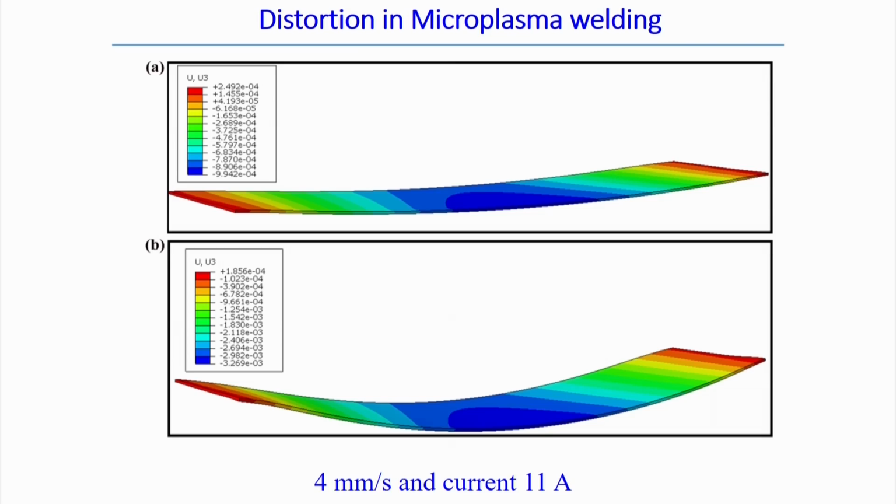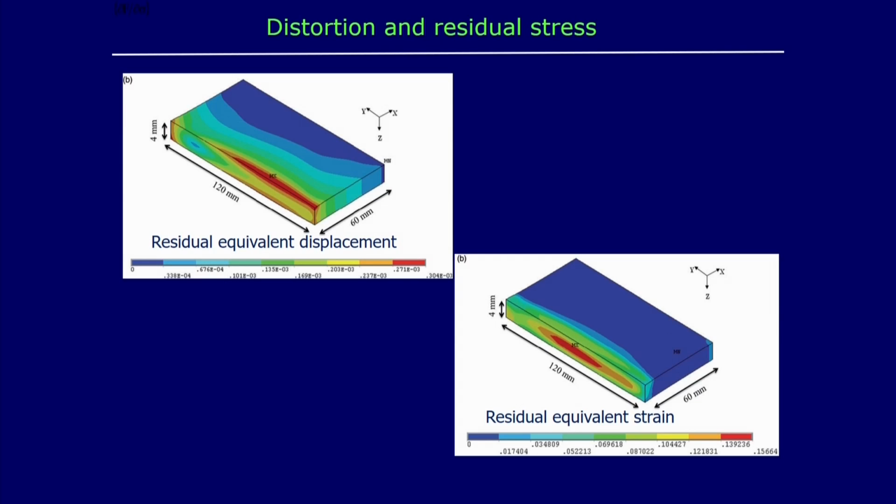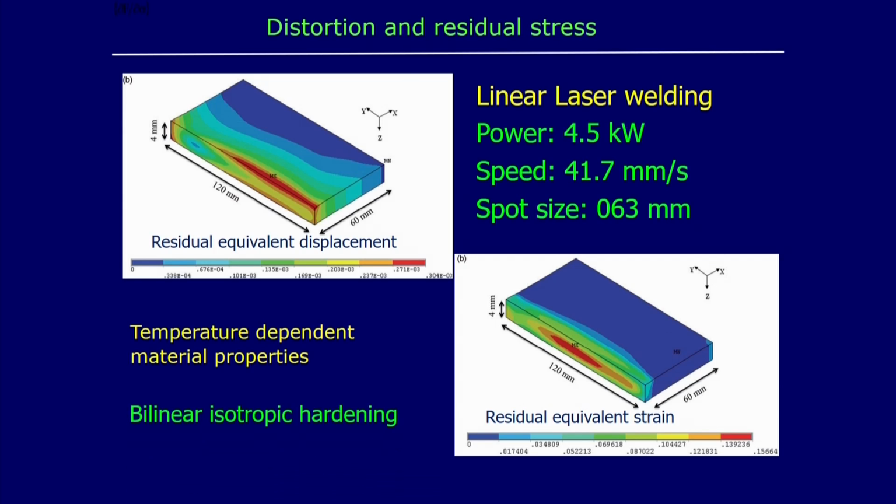Therefore, for a very thin sheet, we should use the large displacement theory to predict the displacement field. Of course, in another case, a laser welding process, the power is 4.5 kilowatt, the speed is 41.7 millimeter per second, and the spot size is 0.63 millimeter. Here you can see, using temperature dependent material properties and bilinear isotropic hardening, the first case, the residual equivalent displacement.